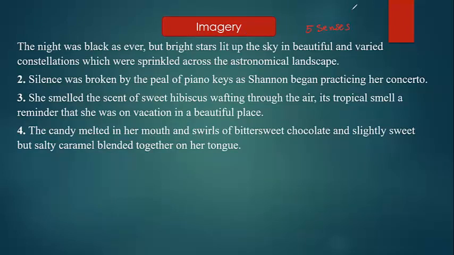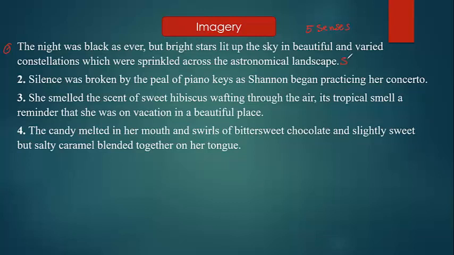Read number 1, example 1. The night was black as ever, but bright stars lit up the sky in beautiful and varied constellations which were sprinkled across the astronomical landscape. Yes, perfect. Which one of the five senses do you think this is?